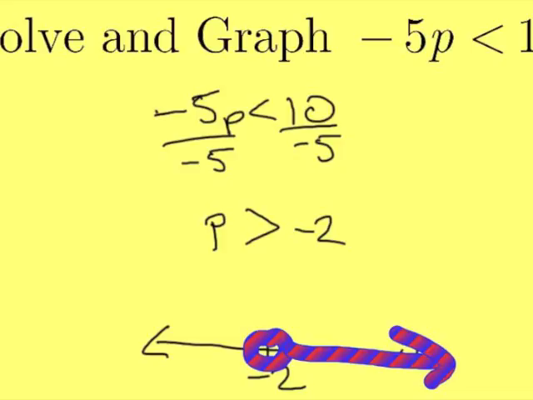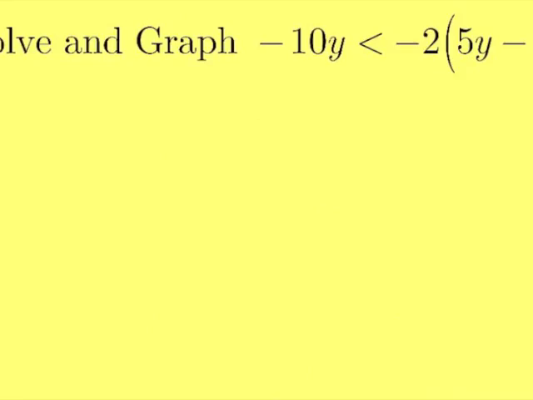Sometimes when solving inequalities, we find that our variables disappear. One of two things can happen in this case. Either the inequality you're left with makes sense, or it doesn't. Negative 10y is less than negative 2 times 5y minus 3. First, we'll distribute the negative 2, so we end up with negative 10y is less than negative 10y plus 6.